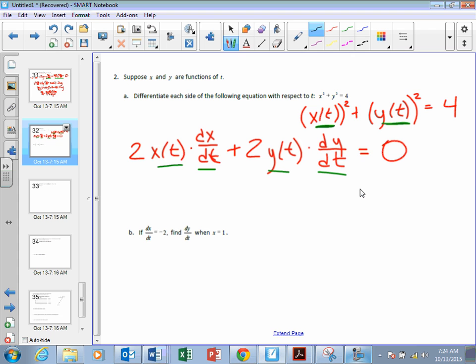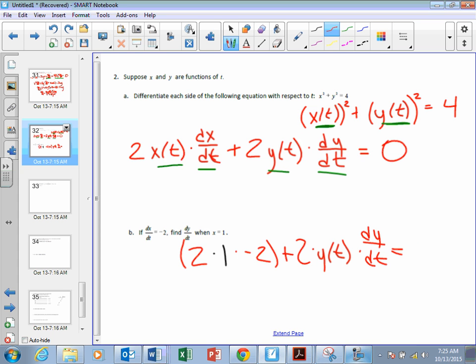So let's just start plugging some stuff in. So I've got 2, and then x. I'm given a value for x, so I'm going to plug that in, times 1. And then I'm given a dx/dt times -2. So this is one term, plus 2, that's there, times y(t). We're not given a y(t) yet, so I'm going to put y(t) still here, times dy/dt. That's what we're trying to find, so we don't want to plug in anything for that. And that equals 0.